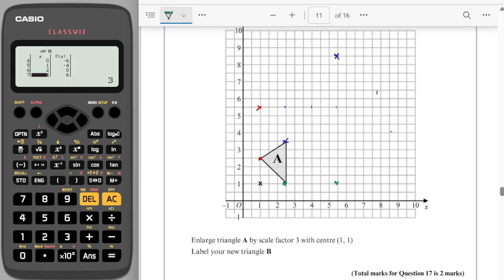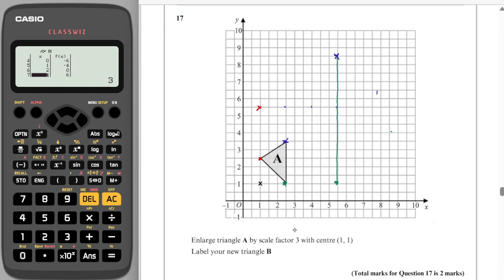And then all I need to do is join them up with a straight line. So I've not got the use of a ruler, unfortunately, on PDF. Yours you will have. That's going to be my enlargement, provided I join them up with a straight line.